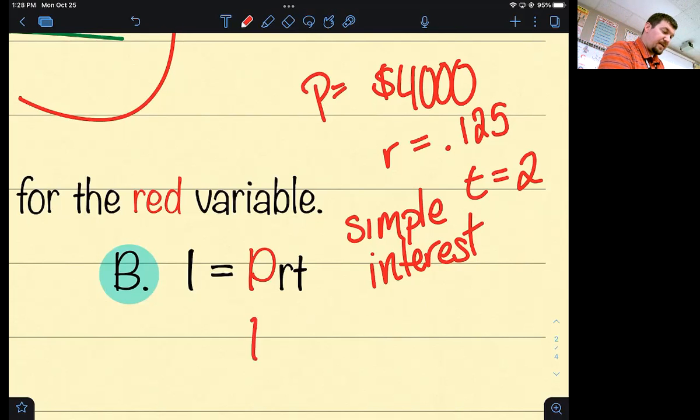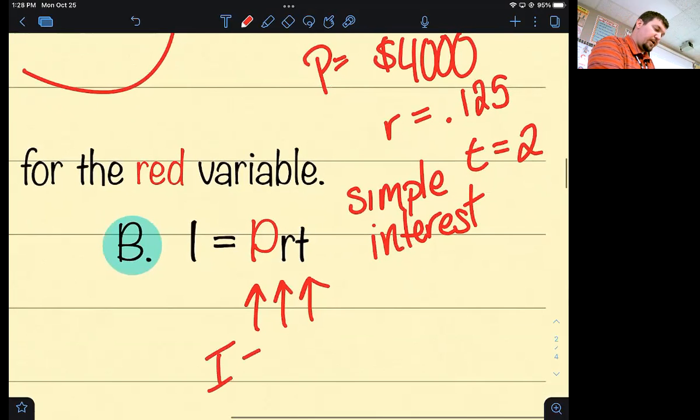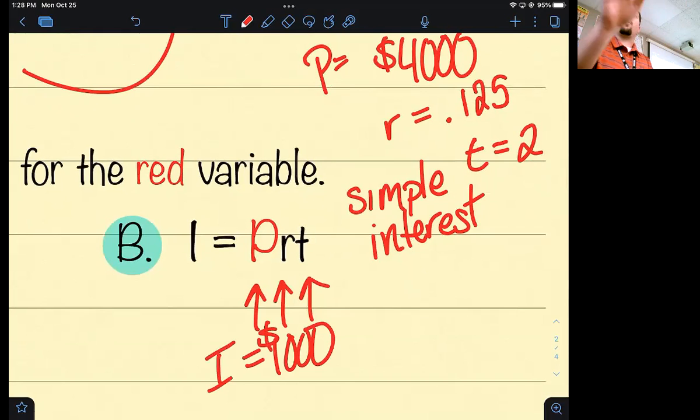I multiplied P, R, and T all together. So I did 4,000 times 0.125 times 2, which gave me 1,000. And if your interest is $1,000, the amount you have to pay back for the loan is the 4,000 you borrowed plus the 1,000 in interest. That's how you figure out how much you're going to pay back total.